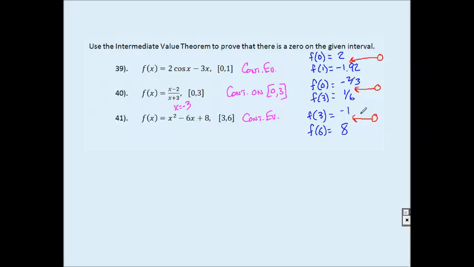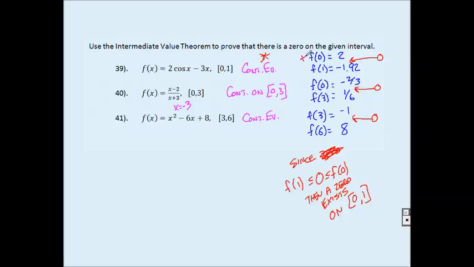And then all you should say is, for each one of these, since 0 is between the 2 function values, so f of 1 and f of 0, then a 0 exists on whatever interval we have. So in this case, from 0 to 1. But pretty much you need to say the function is continuous first off, and you need to give these 2 function values and show that 0 is in there somewhere.